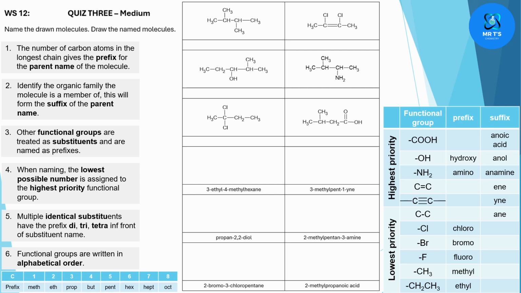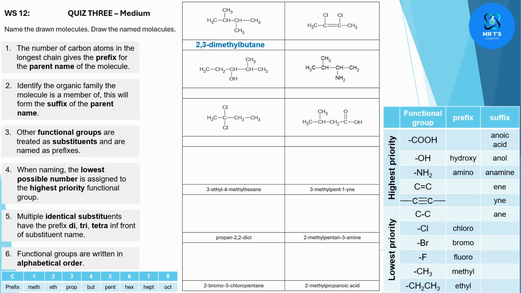Okay, so this first molecule here has 4 carbons in the longest chain. There are no other substituents that are going to change the suffix. It's going to be butane. There are 2 methyl groups, one coming off the second and one coming off the third. So this is 2,3-dimethylbutane.